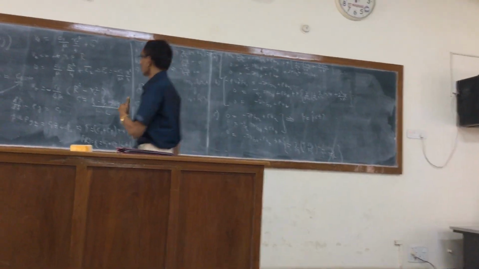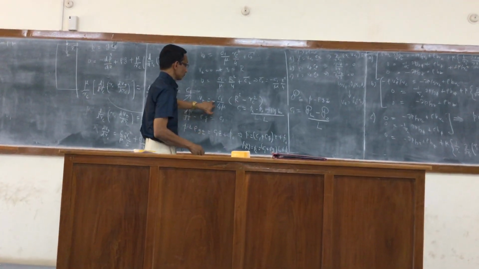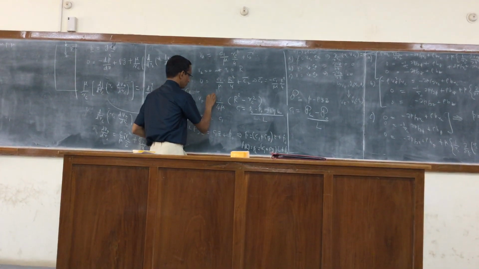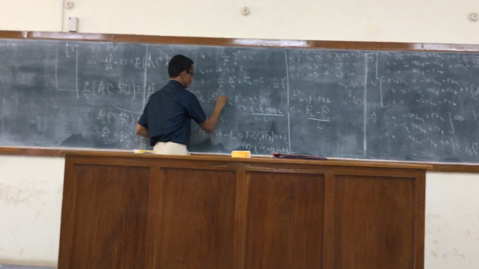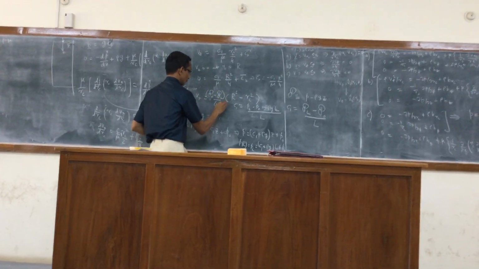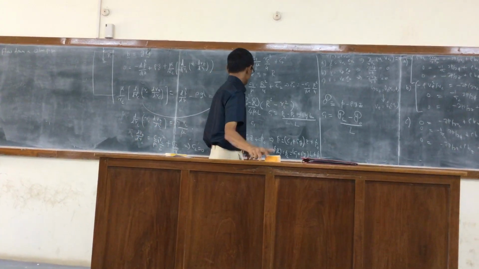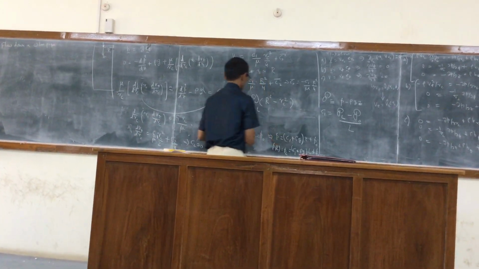Then I can now write this. So I need minus C1, right? So I can write this as P naught minus PL by L. So this is the most important relation.